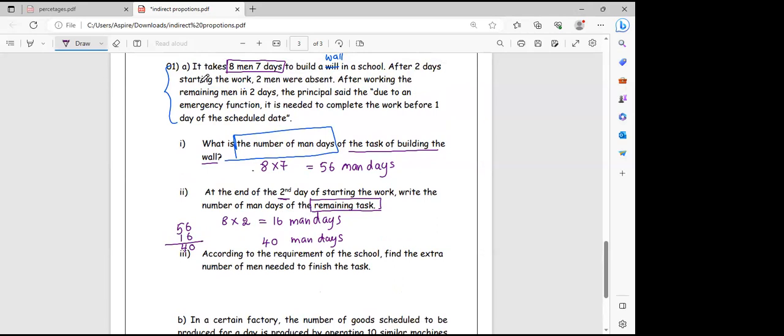After 2 days starting the work, 2 men were absent. Then after working the remaining men in 2 days, the principal says due to an emergency function it is needed to complete the work before 1 day of the scheduled day.